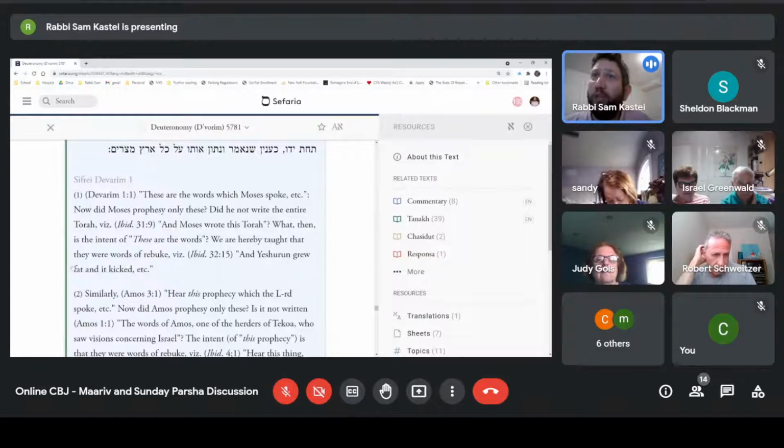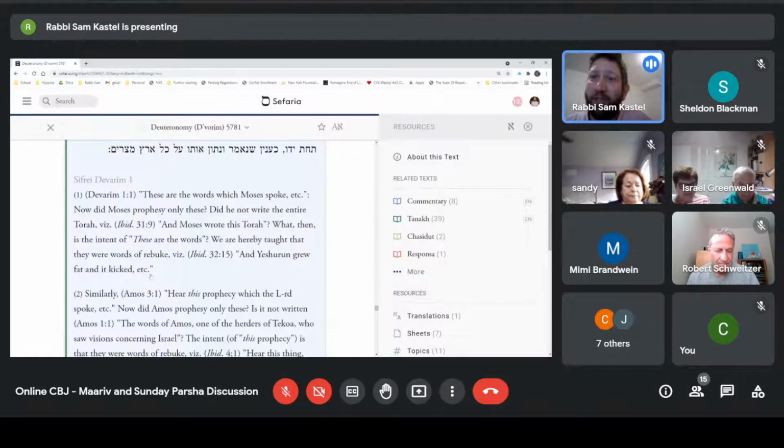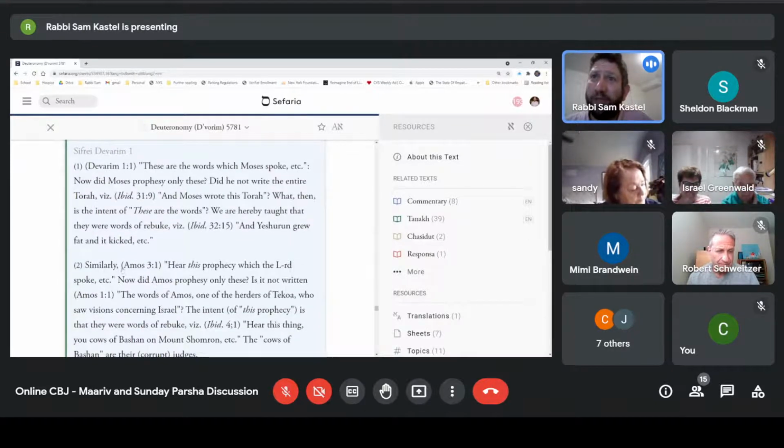We are hereby taught that they were words of rebuke, just like, and Yeshurun, right? You should know that word. It's a way of referring to the Jewish people. Yeshurun grew fat and it kicked. Basically, they grew complacent. Similarly, in the book of Amos, one of my favorite books, it has that famous quote where it says, you know, I don't need your sacrifices. I need you to act like good people.